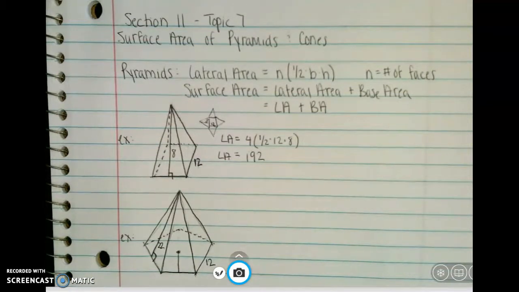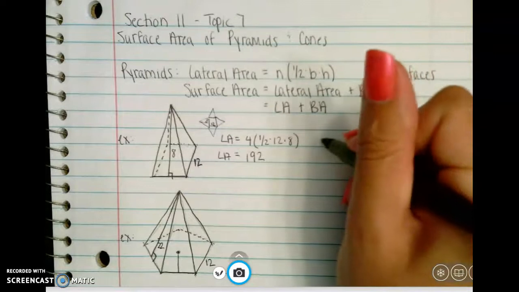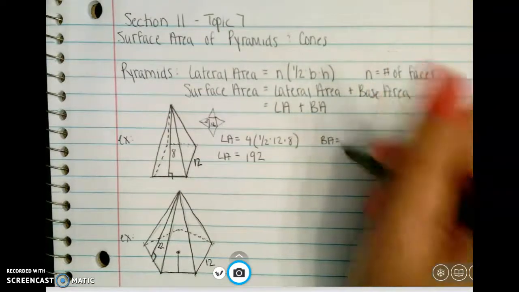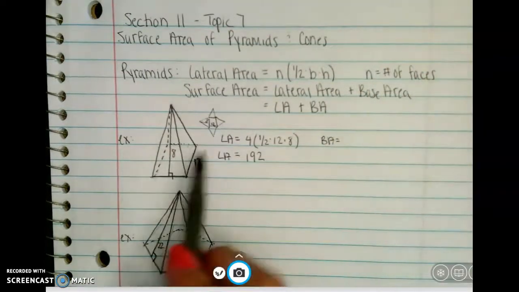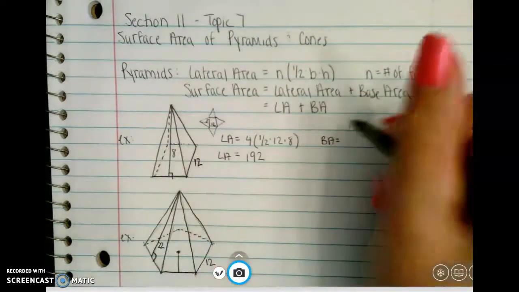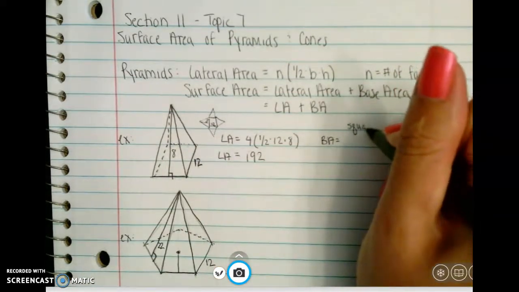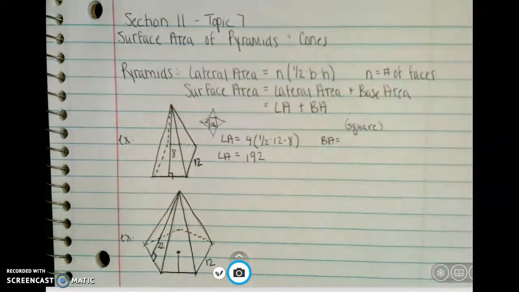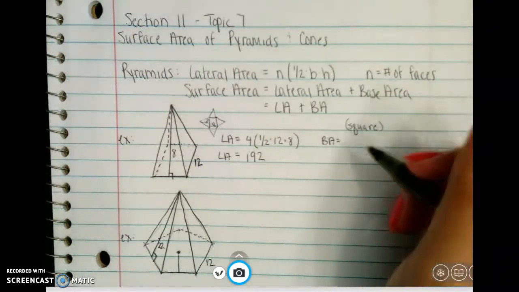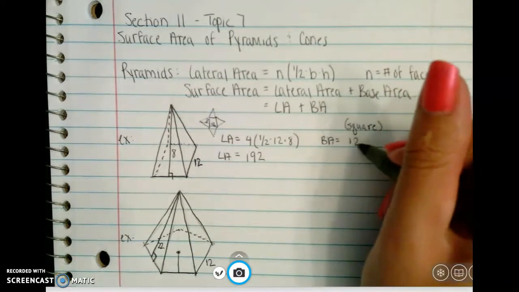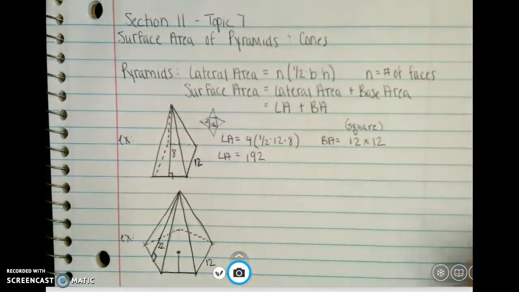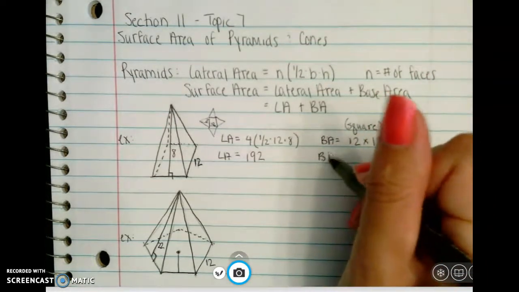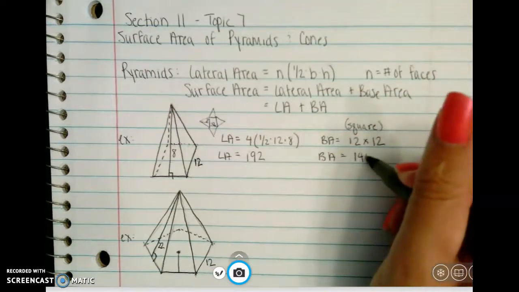Now we're calculating the base area. So again, it's important to identify what kind of base that you have. Again, we have a square base. And because we have a square base, the area formula is just base times height or length times width, or you could just do the side squared. So we're looking at doing 12 times 12. And when you do 12 times 12, that is 144.